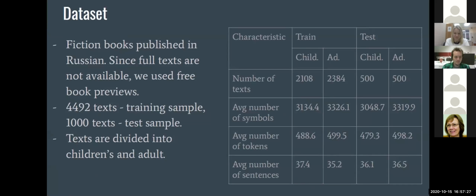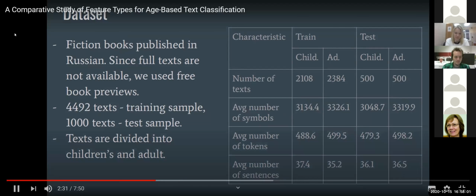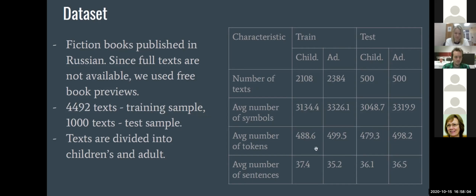We collected the dataset of books published in Russian. We collected these texts in online libraries, and since full texts are not available in the public domain, we used free book previews. Usually about 10% of the text. The dataset contains 5,592 texts, all of them addressed to children and adult readers. On the slide, you can see the description of the main attributes of our data.